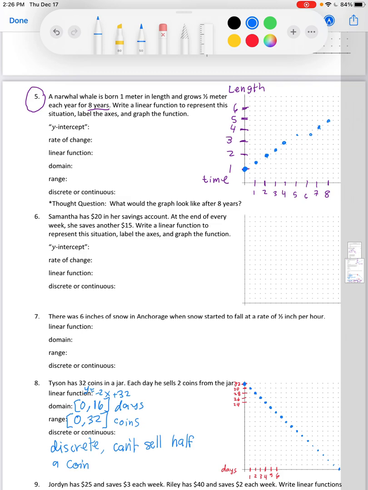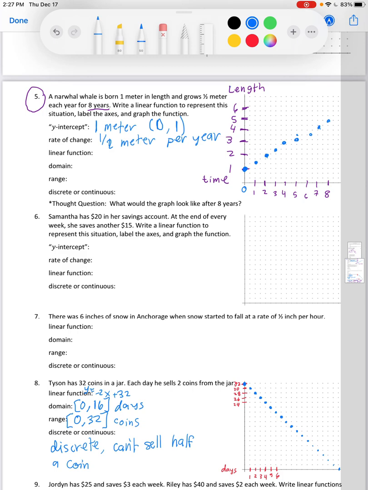Okay. What is the y-intercept in this scenario? I got that point 1 too high. Okay. The y-intercept is 1 meter, because at time 0, the whale is 1 meter long. We can write that as a point. Start with x, then go y. The rate of change is going to be 1/2 meters per year. That word per is key here because that implies that the meters are over the years.